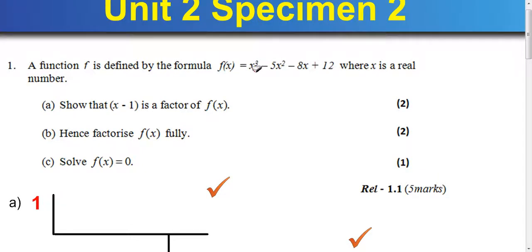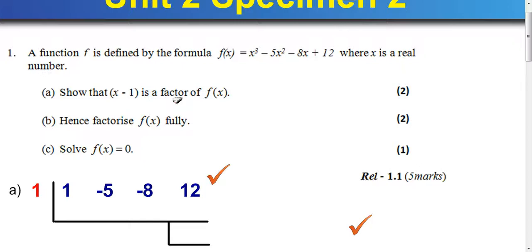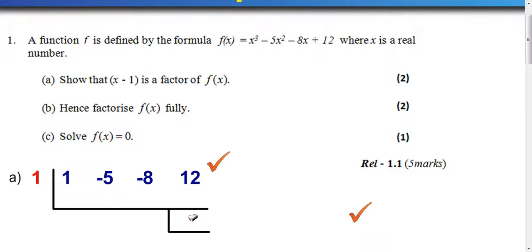Now, to get your values at the top, you take your coefficients. The first value of coefficient is 1 in front of the x cubed, so we put a 1 here. Next value in front of the x squared is negative 5. Then we have negative 8 in front of the x. And finally we have plus 12. So to show that x minus 1 is a factor, we put 1 through the synthetic division table and the remainder should come out to be 0 if it's a factor.